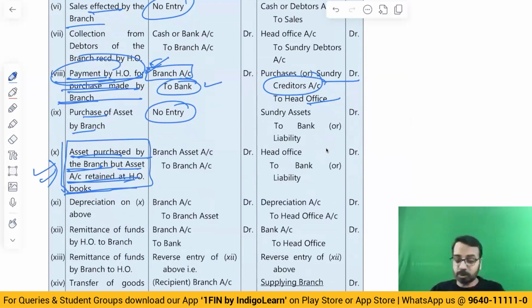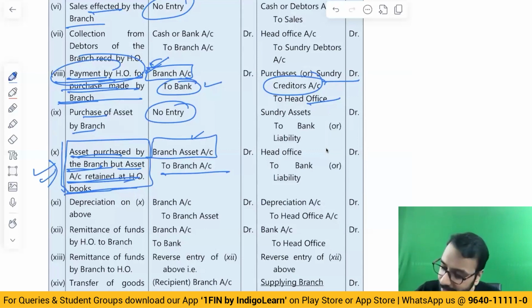Possible? Yes, possible. In that case, in the head office books, they will say we have an asset at the branch. So we will debit the branch account. Then what will be the credit entry? If the head office had purchased, it would have said to creditor. But head office has not purchased. Who has made the payment? The branch has made the payment. So we have to pay that amount to the branch. So we will credit the branch account.